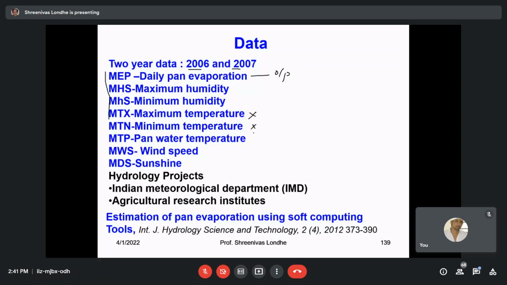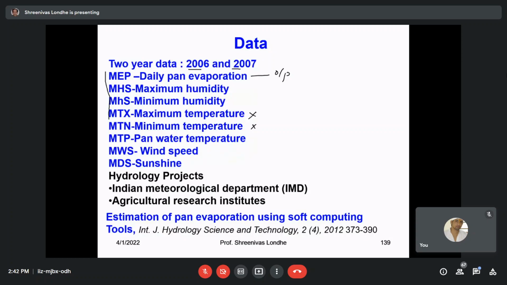Because if it is a finite element based model, or a general formula, which I will show you afterwards, then in the absence of the required data, the formula will not work, but you can calibrate a neural network for the given data. That is the beauty of this technique. With available data also, a neural network can work meaningfully. And this has been published in the International Journal of Hydrology, Science and Technology.